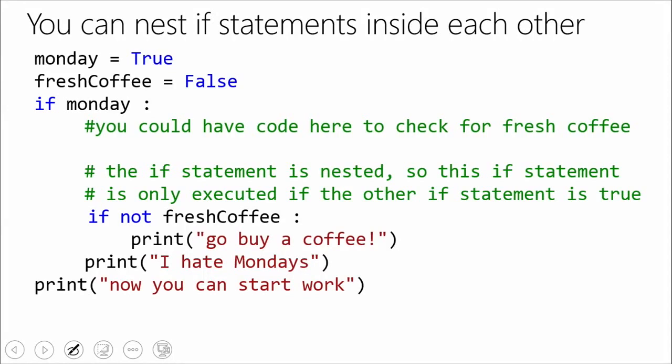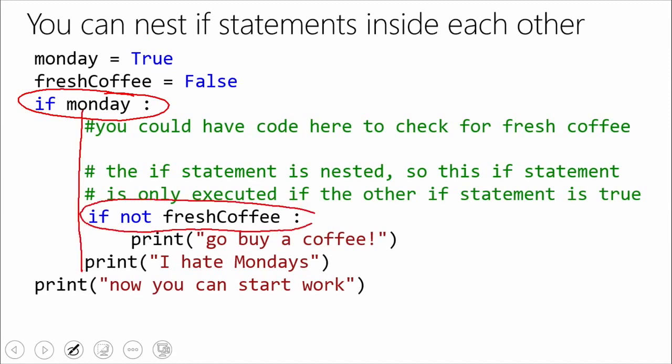So what you're going to notice here is that we can go ahead and break things down. You'll notice if Monday, and then you'll also notice down below if not fresh coffee. Keep in mind what would happen is it's first going to check to see if it's Monday, and if it is, then it would run this block of code and then do a secondary check.